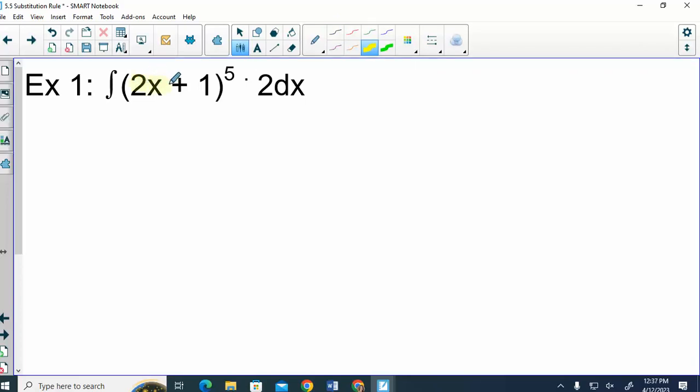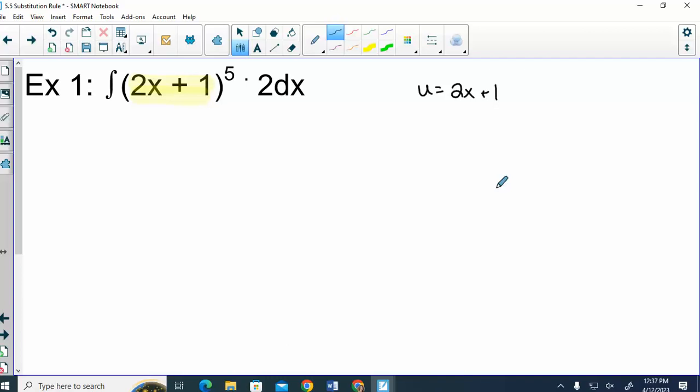So my inside is the 2x plus 1 inside that parentheses. So when I'm talking about the inside, think like inside a wrap, inside a parenthesis, inside an absolute value. You know, sometimes it might be inside a trig function or the denominator of a fraction. If you are going to plug in a number, where do you start? That's the inside of your function. And I'm going to let u equal that. Okay, so u is 2x plus 1.